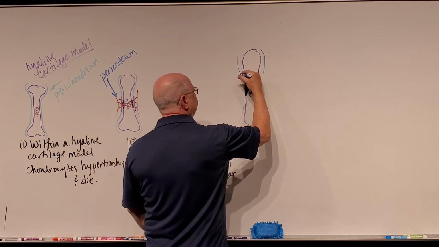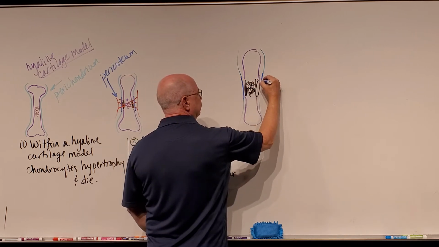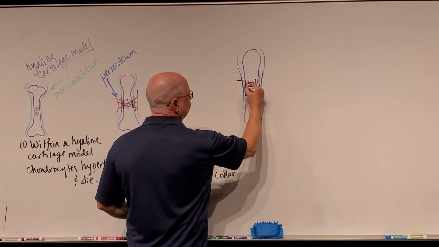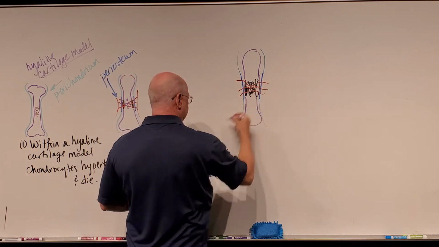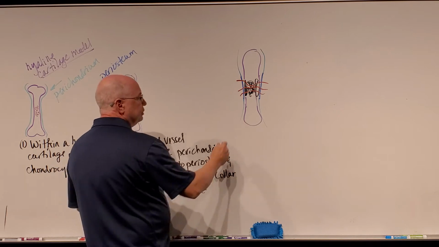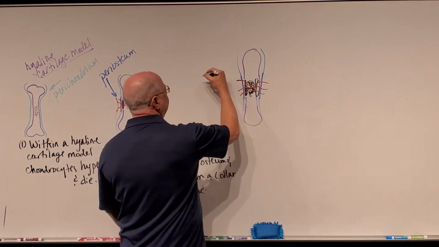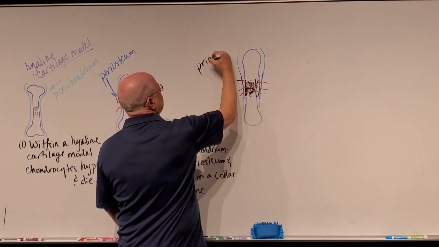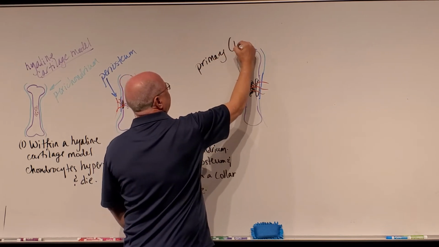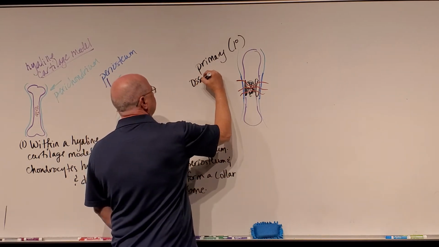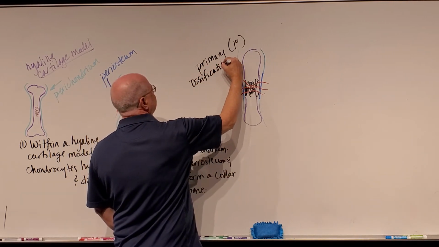So I'm having my different colors to represent the periosteum and the perichondrium. Our blood vessels have penetrated deep into the tissue here. But essentially, this little area of spongy bone in the center is called a primary, and we abbreviate a lot of times primary as a 1 with a little "o" on it. It's called a primary ossification center.